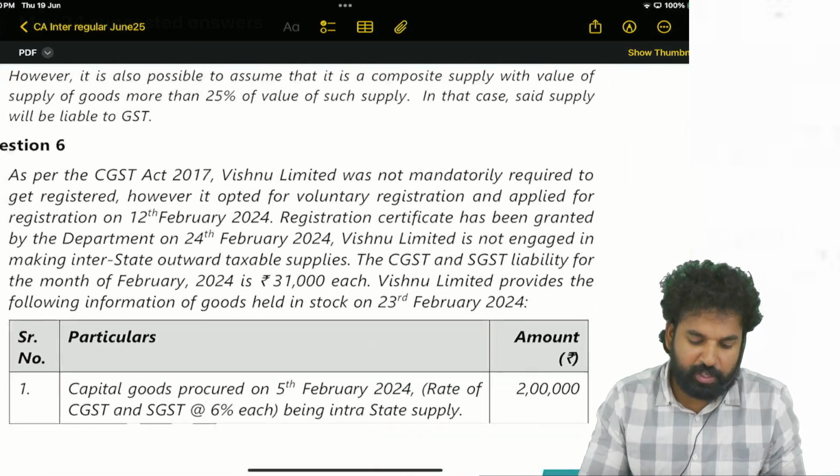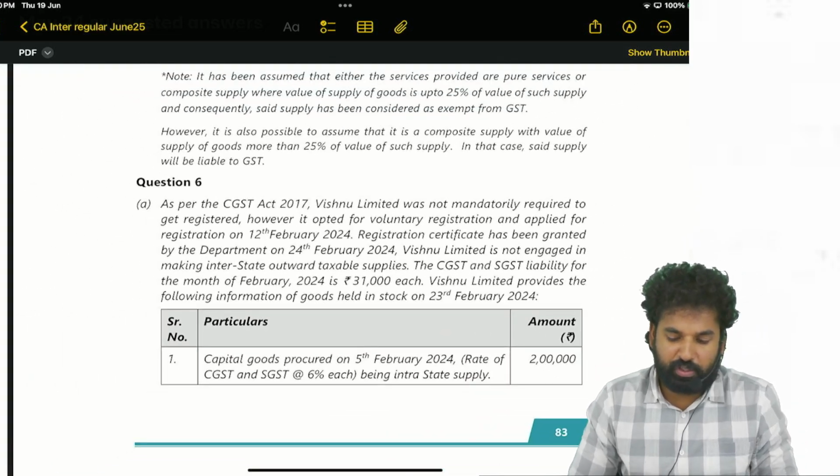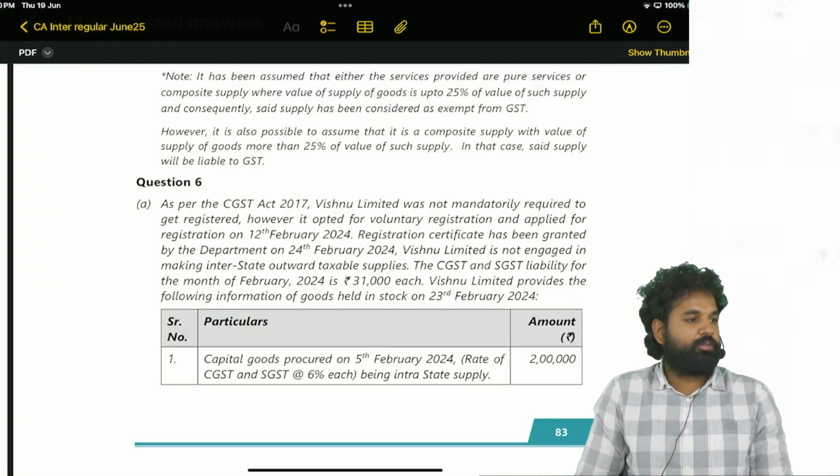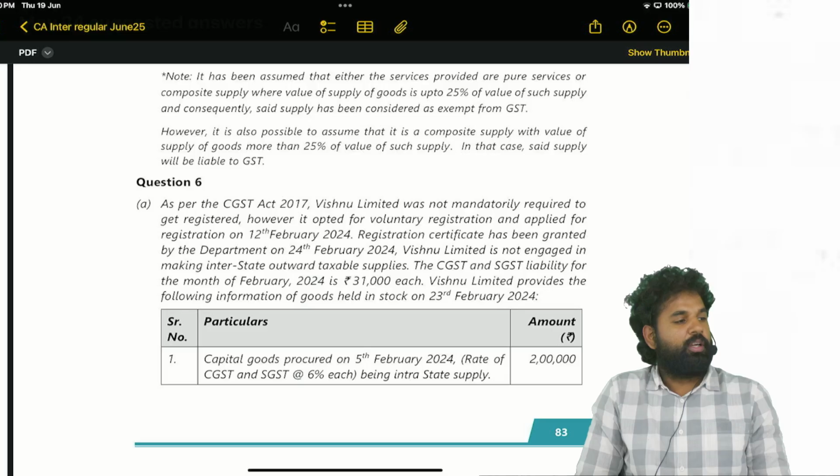As per CGST Act 2017, Vishnu Limited was not mandatorily required to register. However, it opted for voluntary registration. Applied for registration on 12th February. Registration certificate granted on 24th February. Vishnu Limited is not engaged in making interstate outward supplies. IGST is not there, that means interstate is not made. CGST, SGST liability for the month of February 24 is 31 each. They are telling output tax liability.